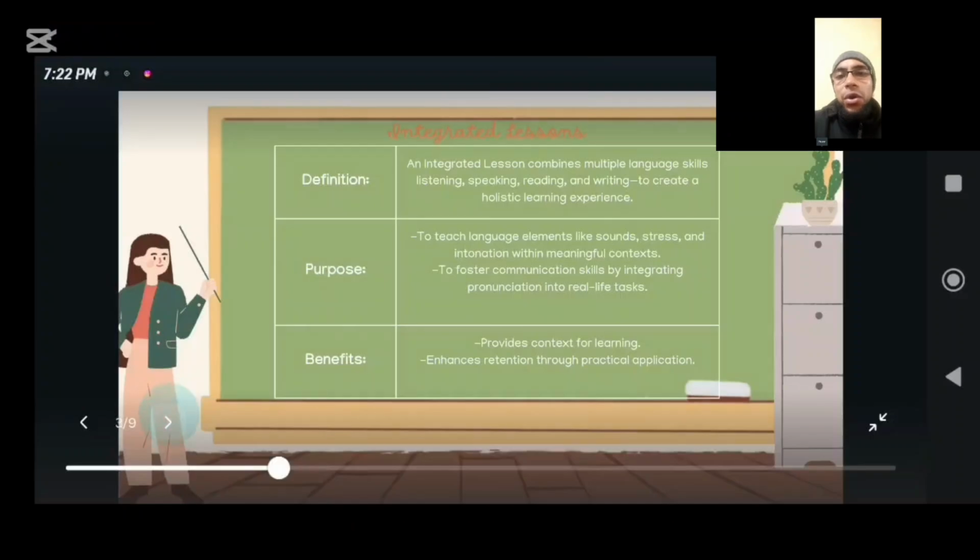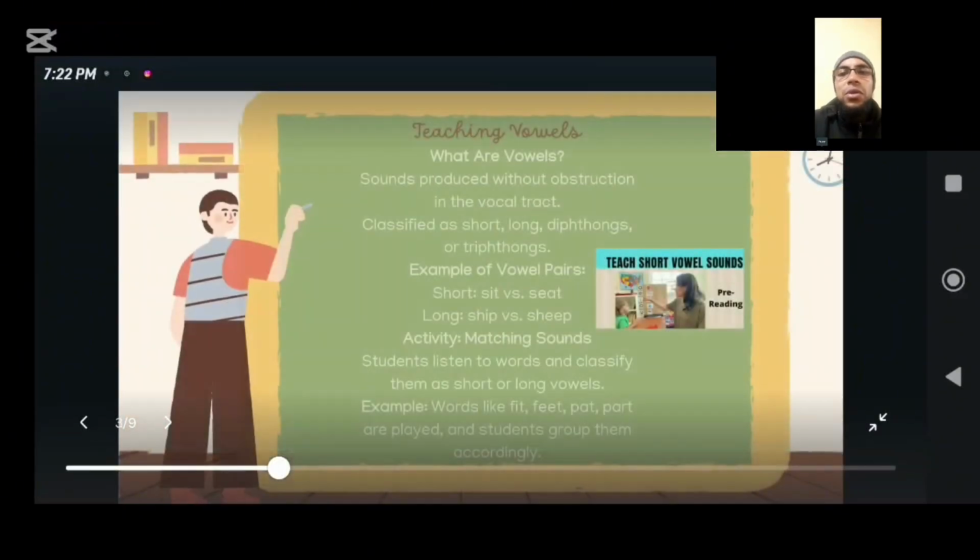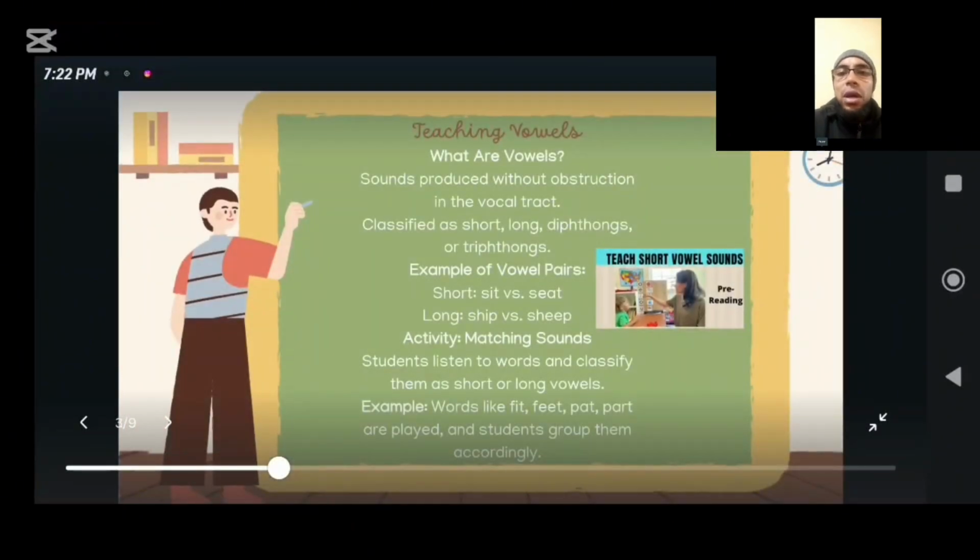Let's begin with vowels. Vowels are sounds produced without any obstruction in the vocal tract. They can be short, long, or combined into diphthongs or triphthongs. For example, compare the short vowel in sit with the long vowel in seat. One effective activity for teaching vowels is matching sounds. Students listen to pairs of words such as feet and fit and classify them as short and long vowels. This helps them recognize the subtle difference in sound.